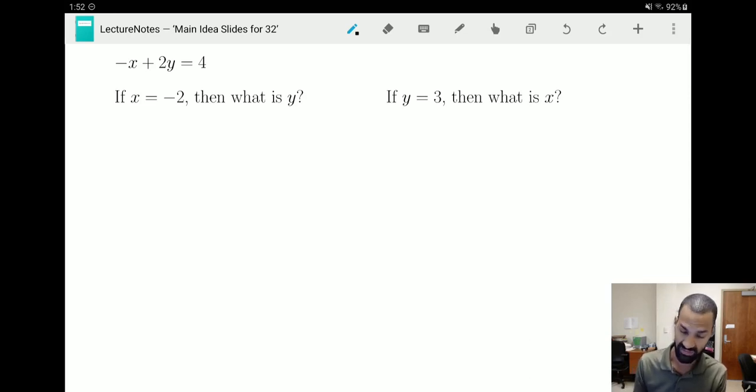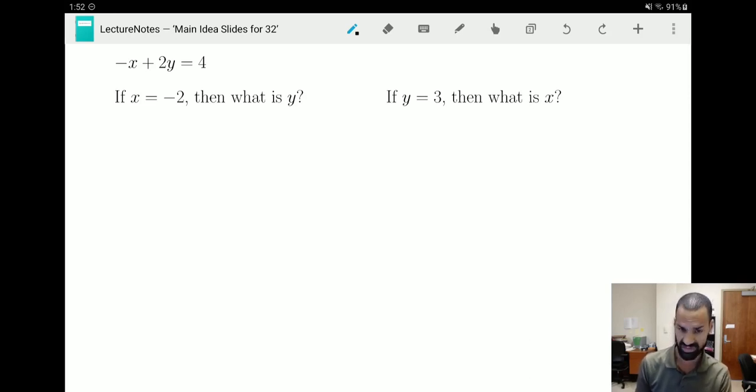So negative x plus 2y equals 4. That is a two variable equation. We have two variable terms on the left side, we have a constant term on the right side, but notice the difference in the variable terms. One's in terms of x and one is in terms of y. Okay, that matters, right? So the first question here, if x equals negative 2, then what is y?